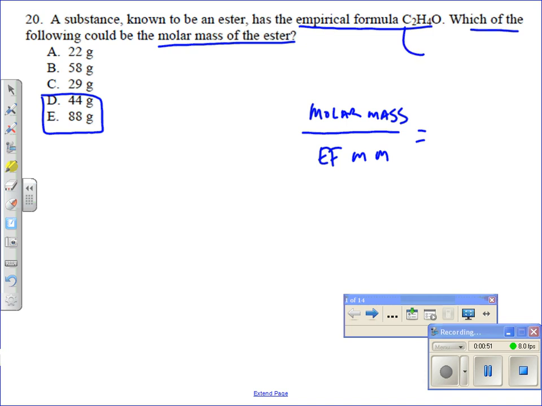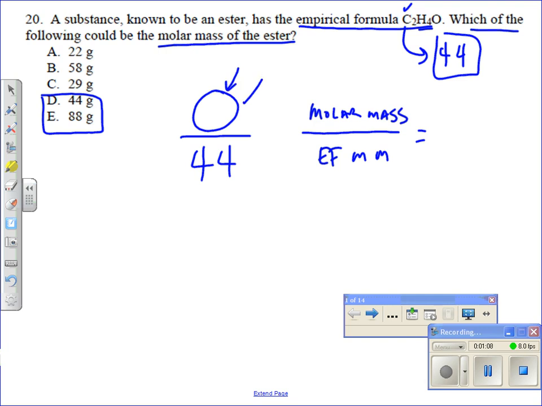So if you look right here, if you calculate the molar mass of this ester, it comes out to be 44. You got 2 carbons, 4 hydrogens, and 1 oxygen. So the empirical formula molar mass is 44. The actual molar mass has to be some multiple of 44 that it goes into evenly. So it could be 44 divided by 44, which would be 1, or 88 divided by 44, which would be 2.